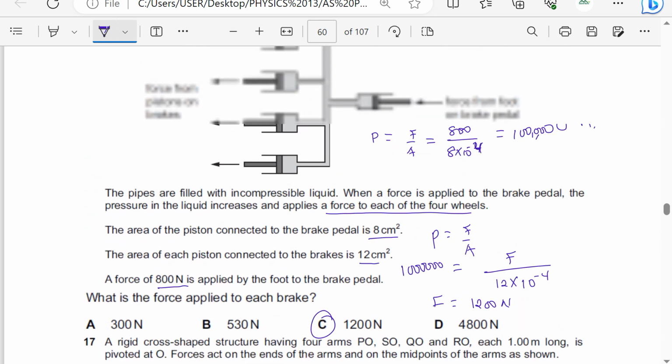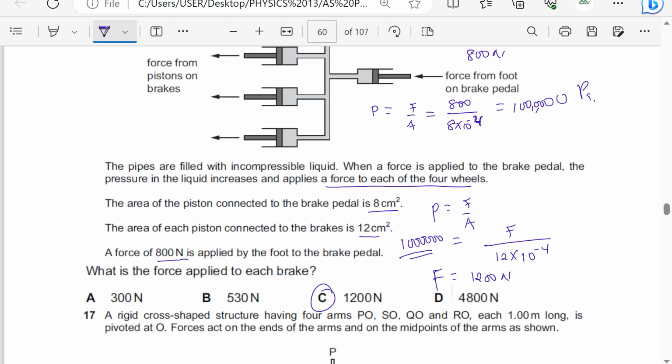So I've used just Pascal's principle. Pressure due to a liquid is the same at all points, but the force is going to be changing because the cross-sectional area on the pistons is different. The pressure is the same, but the force changes since the cross-sectional area has changed. That's why I use the same pressure, but a different area. That is Pascal's principle.